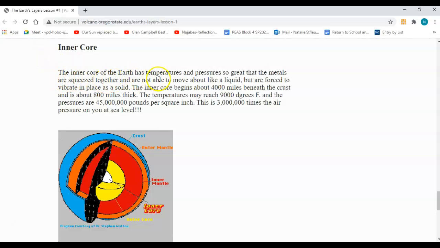The inner core of the earth has temperatures and pressures so great that the metals are squeezed together and are not able to move about like a liquid, but are forced to vibrate in place as a solid. The inner core begins about 4,000 miles beneath the crust and is about 800 miles thick. The temperatures may reach 9,000 degrees Fahrenheit, and the pressures are 45 million pounds per square inch. This is 3 million times the air pressure on you at sea level.